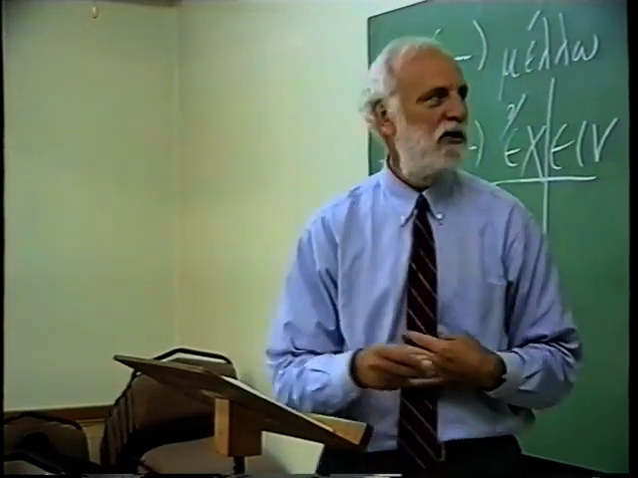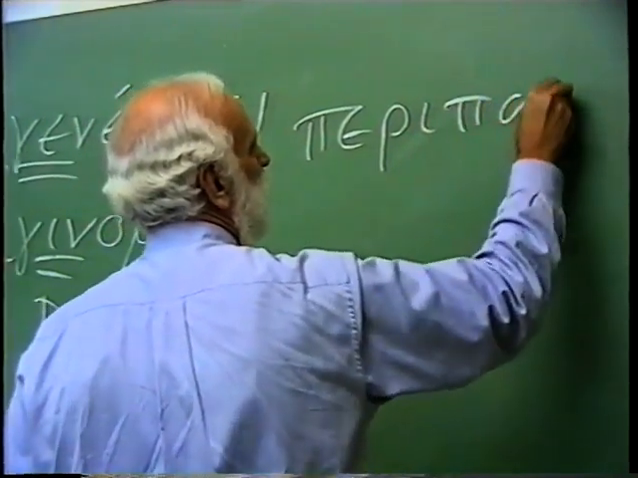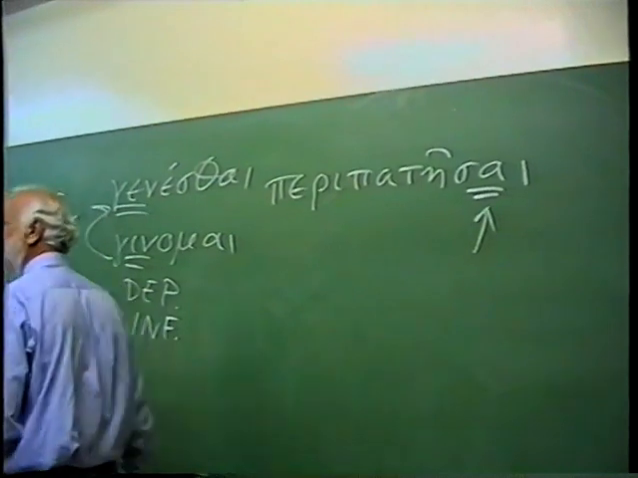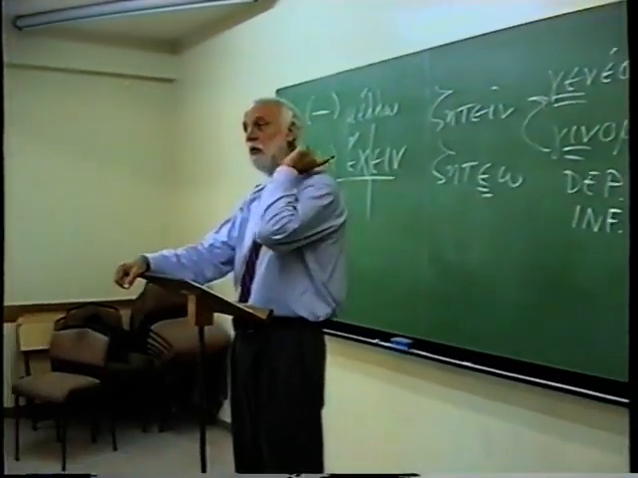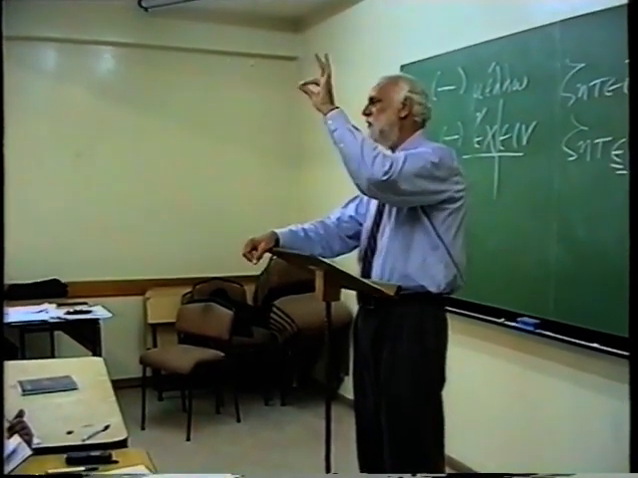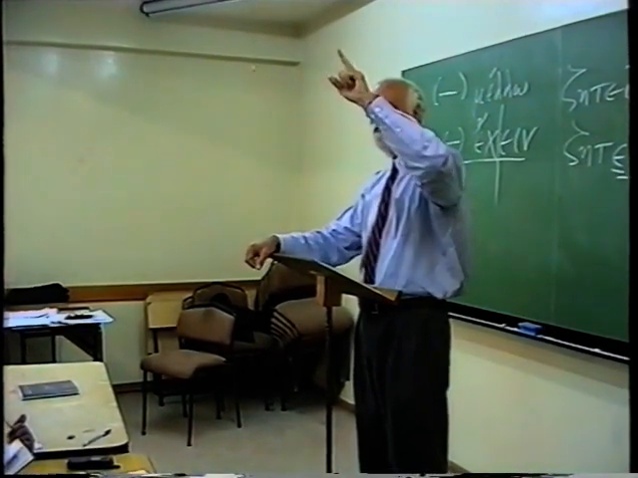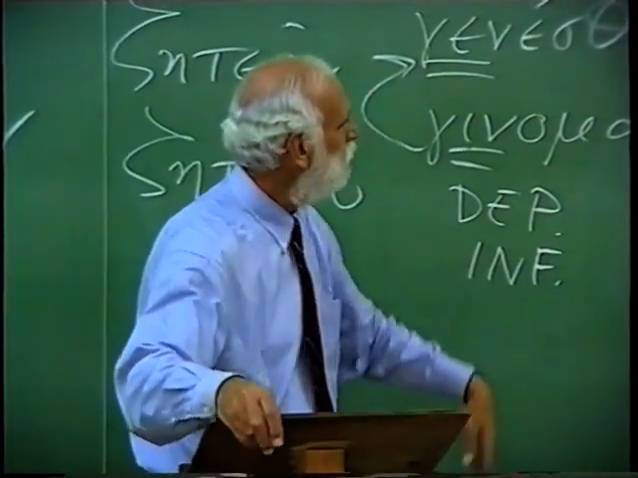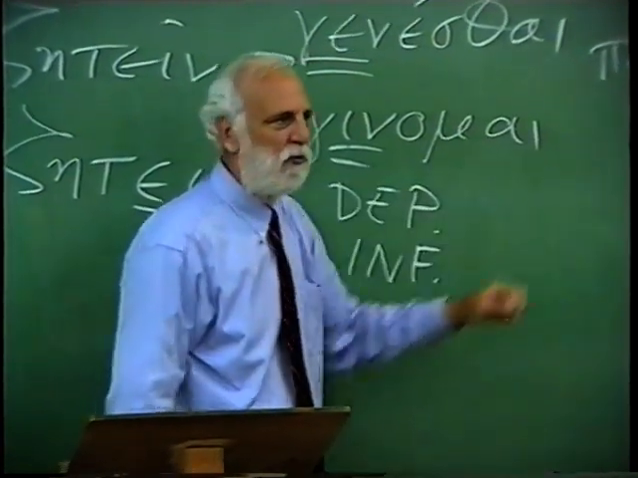Axios peripatesai. Let's look at peripatesai. Can anybody tell me what tense peripatesai is? How do you know? You see the sigma, alpha. So let's parse peripatesai. You need to give tense, voice, mood and source. Tense: aorist. Voice: active. Mood is infinitive. And what is the source?